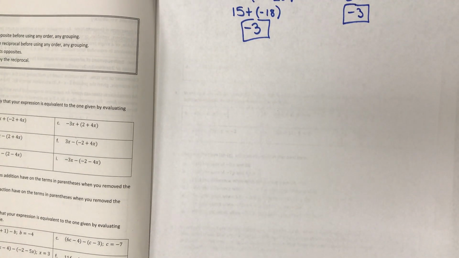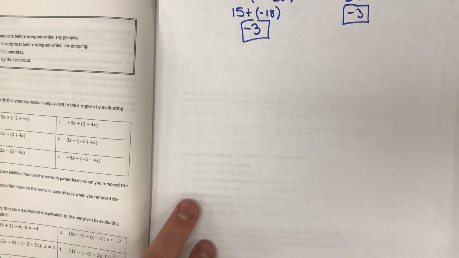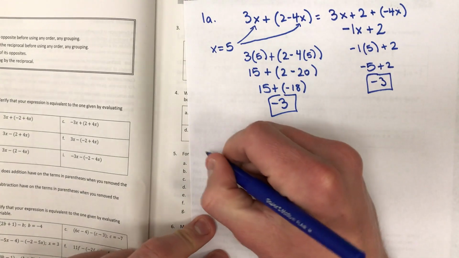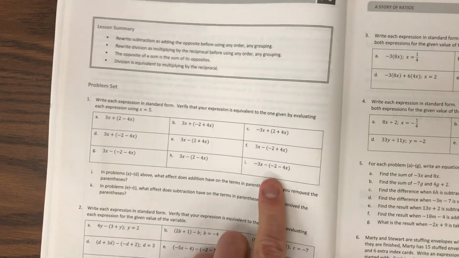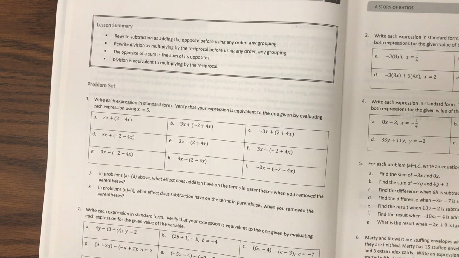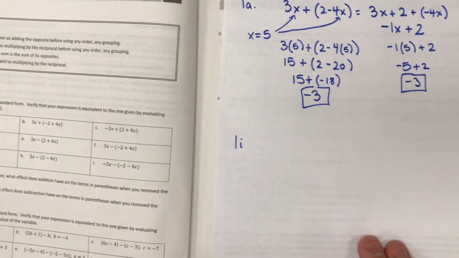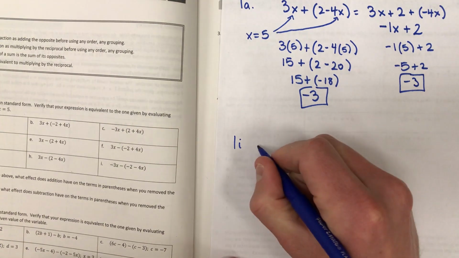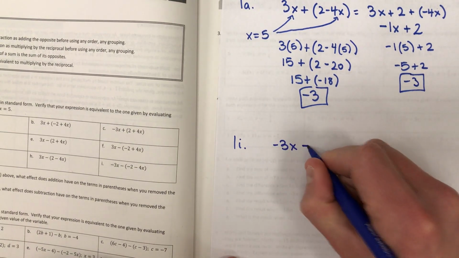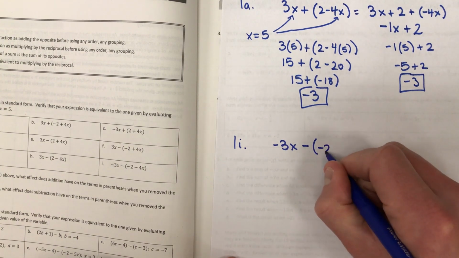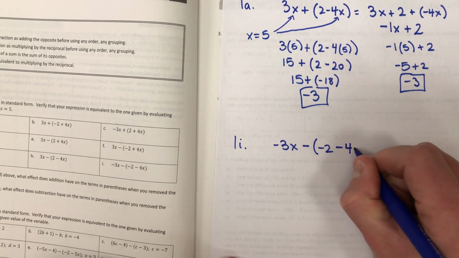Let's see here. I'm going to skip e, and I'm going to go to 1i. Okay, so that's this one right here. I'll write it over here on my separate piece of paper though. So the original expression is negative 3x minus the quantity negative 2 minus 4x.